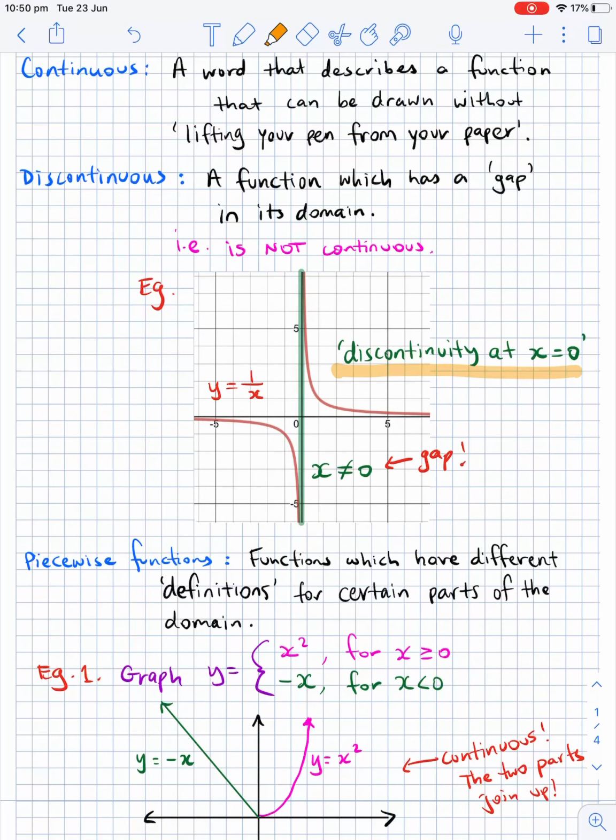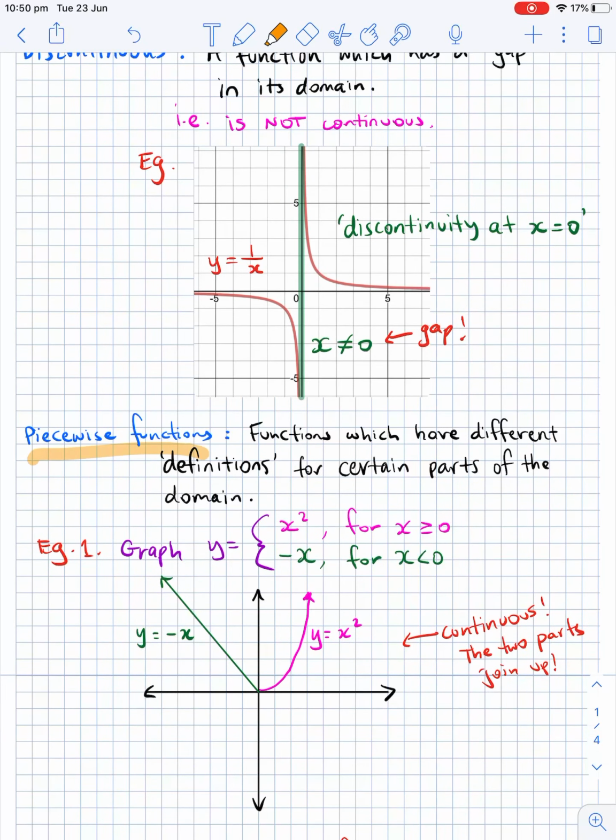Its discontinuity is at x equals 0. You'll notice here that there's no value for y when x is 0, because look at our equation. If our x is 0, this function becomes undefined. You can't divide by 0. So therefore, it's discontinuous at x equals 0. The gap is along this y-axis, because this is where our x is equal to 0. So yeah, hopefully that makes sense.